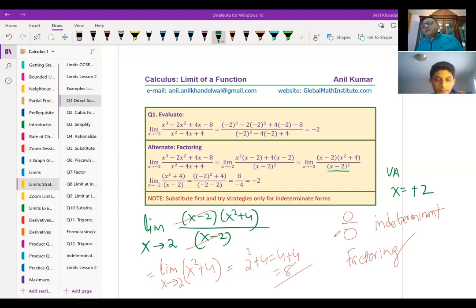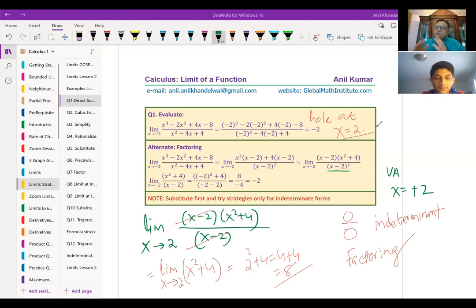So the limit of this function exists at x equals 2 as x approaches 2, since we have a common factor in the numerator and denominator, which actually cancels. So it does not have a vertical asymptote. It has a hole, because at the x value the factor cancels, right? Yes, because there's a common factor.